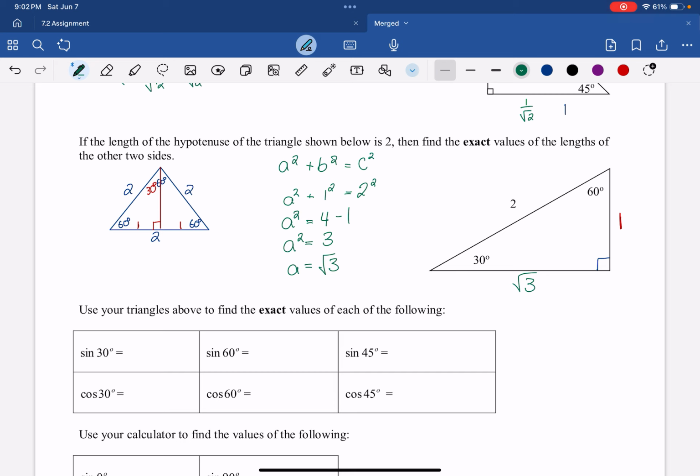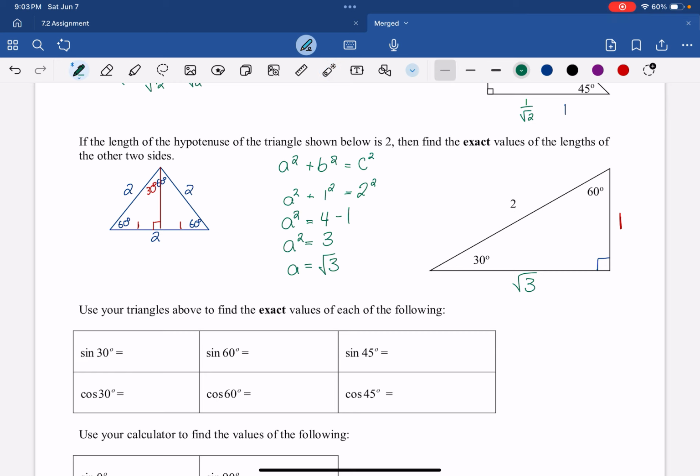So you do have to have this triangle memorized in terms of where things go. One of the ways that I look at this is that the 30 degrees is the smallest angle, so it'll be across from the smallest side, which would be 1. You can also remember that the 30 and the root 3 go next to each other, as we'll be drawing this to help us with exact values.